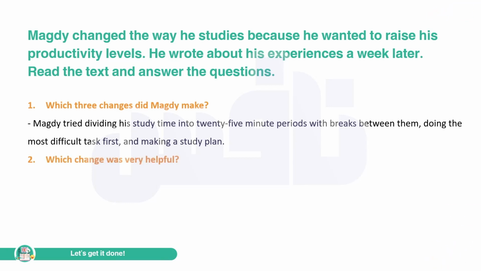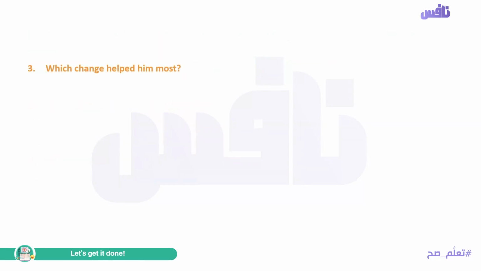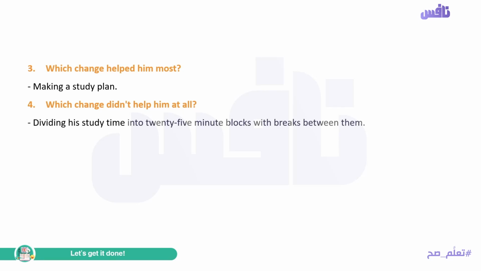Question number 2. Which change was very helpful? The answer: doing the most difficult task first. Number 3. Which change helped him most? The answer, making a study plan. Number 4, which change didn't help him at all? The answer, dividing his study time into 25-minute blocks with breaks between them.